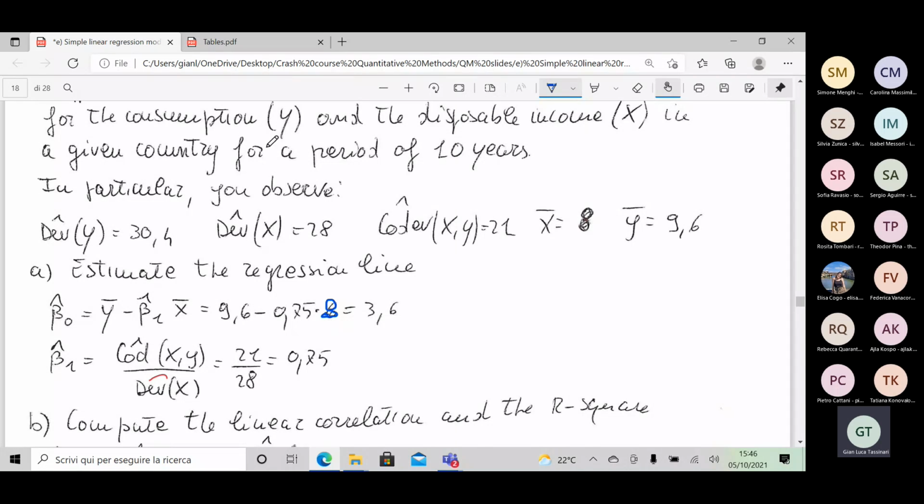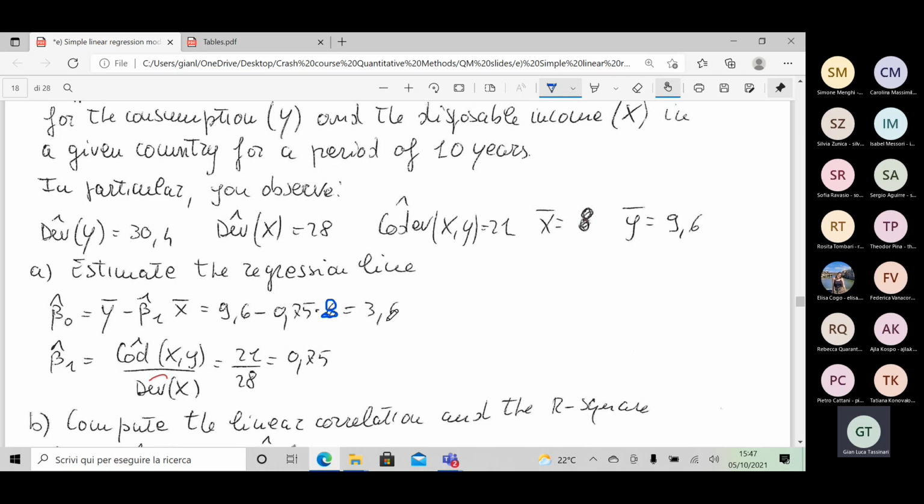I'm using, obviously, guys, a small number because here we talk of billions. You expect an average increment of 750 euros. Here we're talking about consumption and disposable income of a country, so we are talking of billions of euros. But the interpretation is the following. If you reduce the disposable income by €1, you expect a reduction of the consumption of 75 cents for this country in this particular period of 10 years.